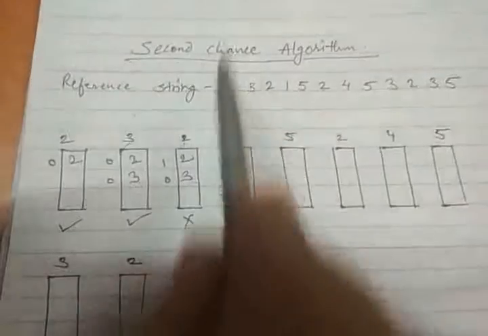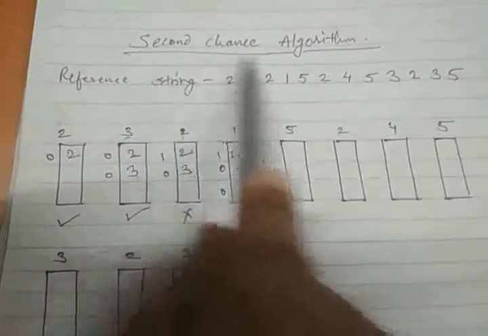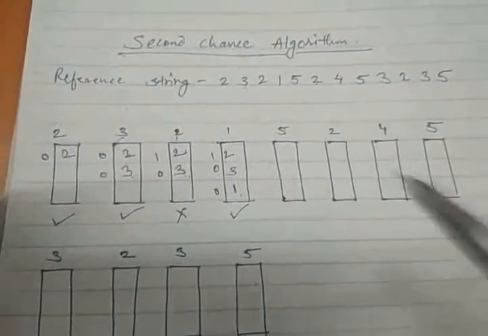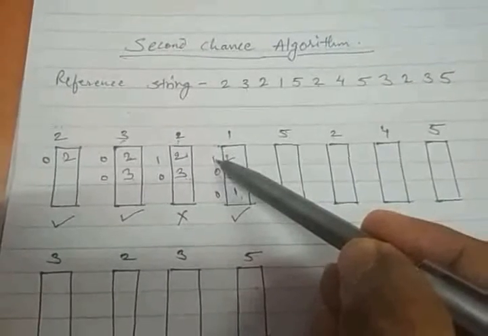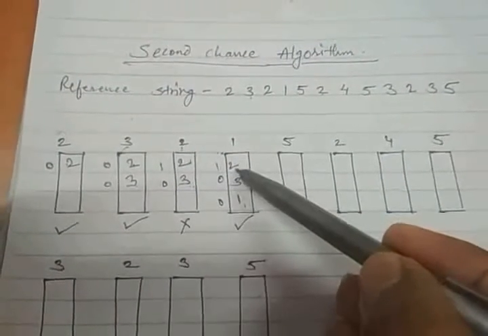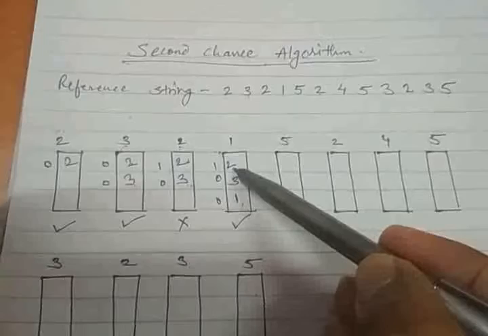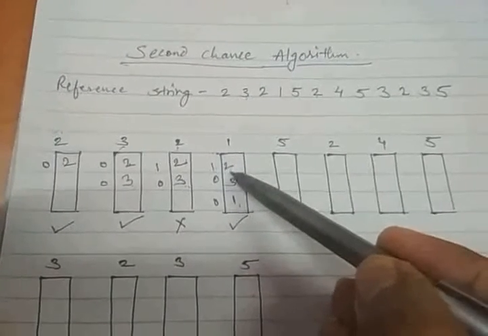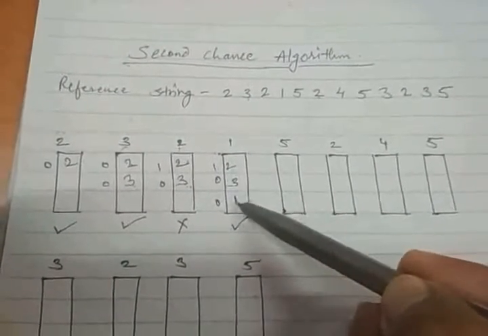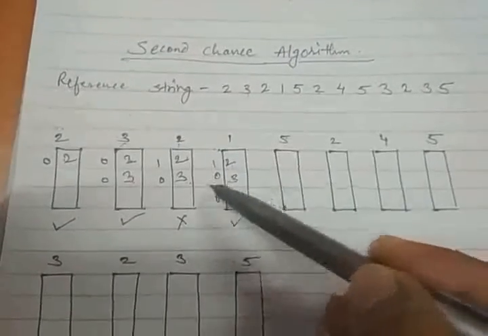But it's a variant of FIFO. So the second chance algorithm is saying that if the reference bit value is 1, at that time we are not replacing this first-ever-came value from the memory. So we are giving a second chance to this value and going further for finding the next value.